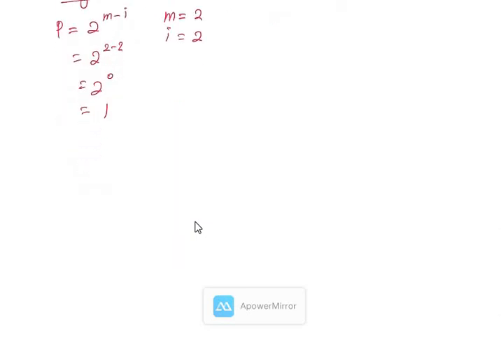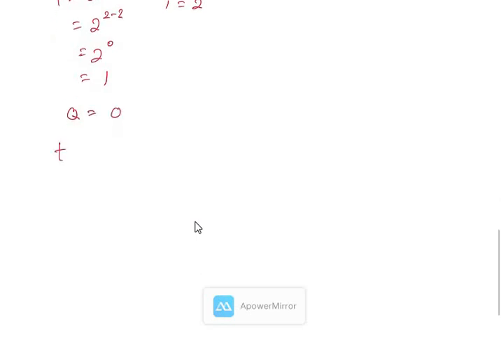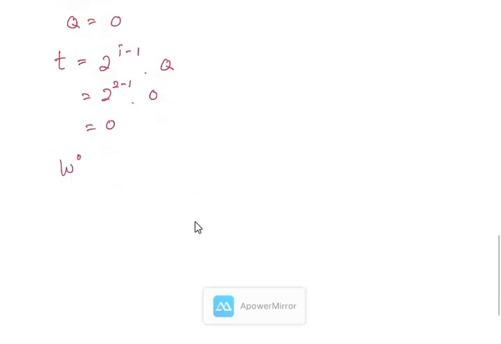And then when P equal to 1, the Q has only one value, that is 0. And then next we start with T equal to 2 to the power of I minus 1 times Q. Since I is 2, 2 minus 1 times Q is 0, so you will get 0. And W0 equal to exponent of minus j 2 pi T, with T is 0, divided by 4, so exponent power of 0, this is equal to 1. So this is the calculation for stage 1 and stage 2 for W, the twiddle factor.